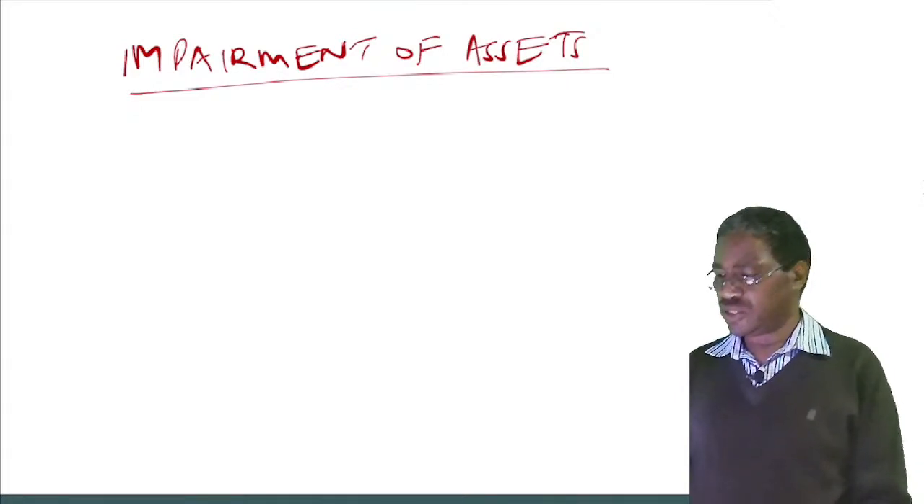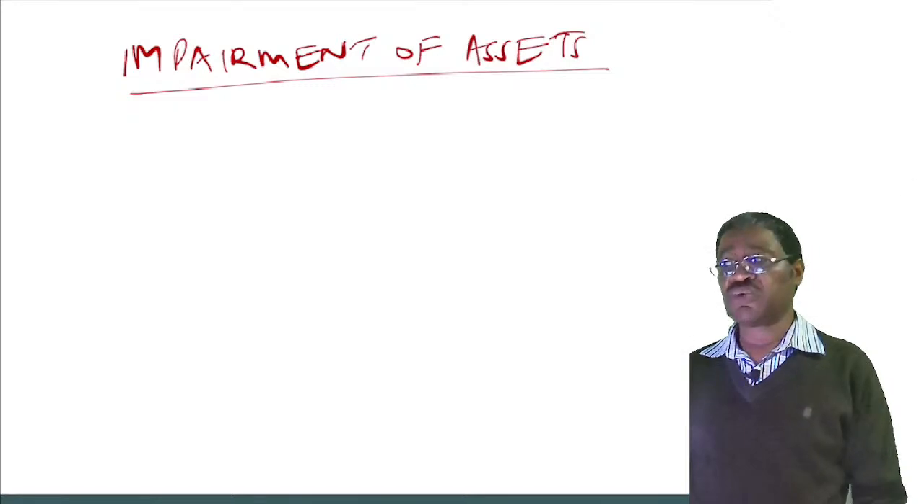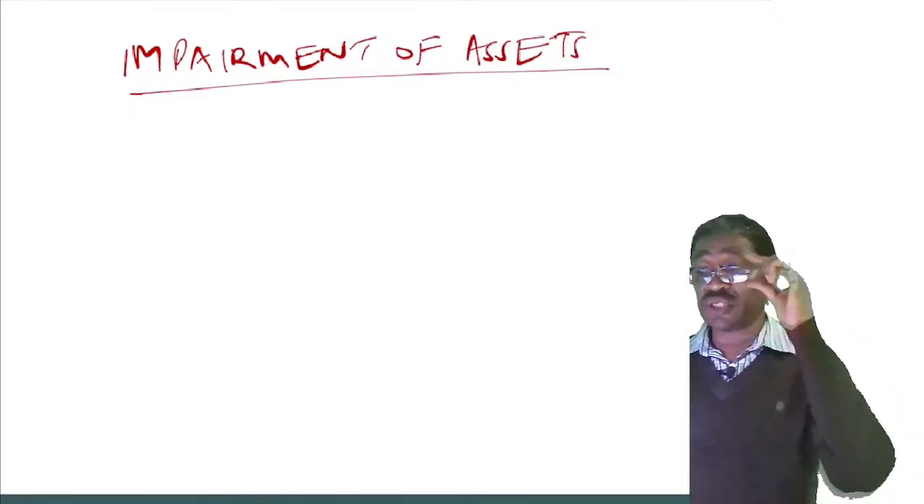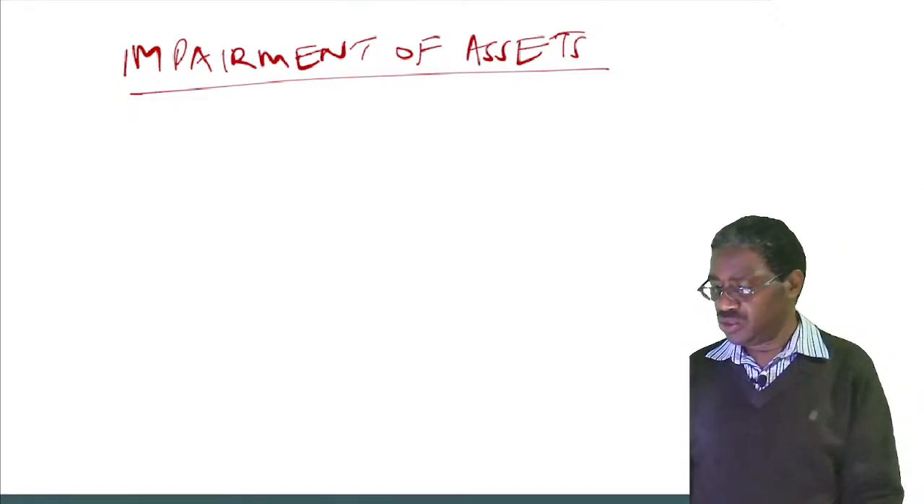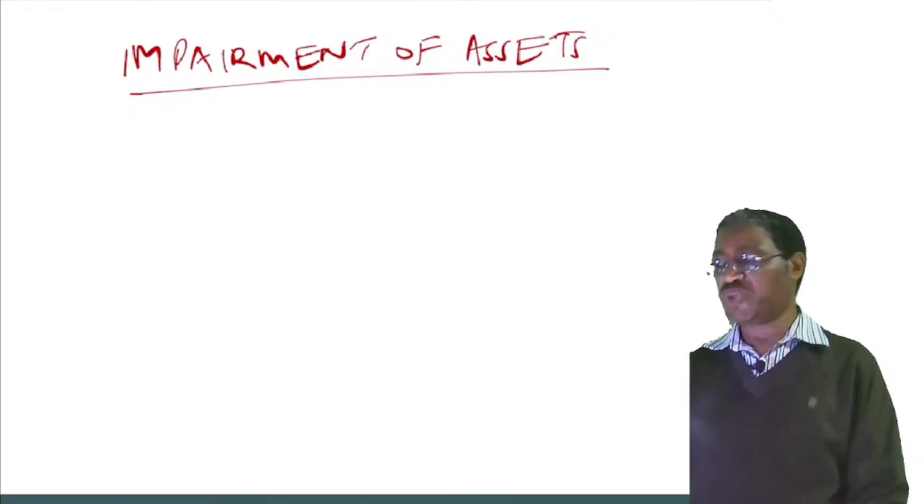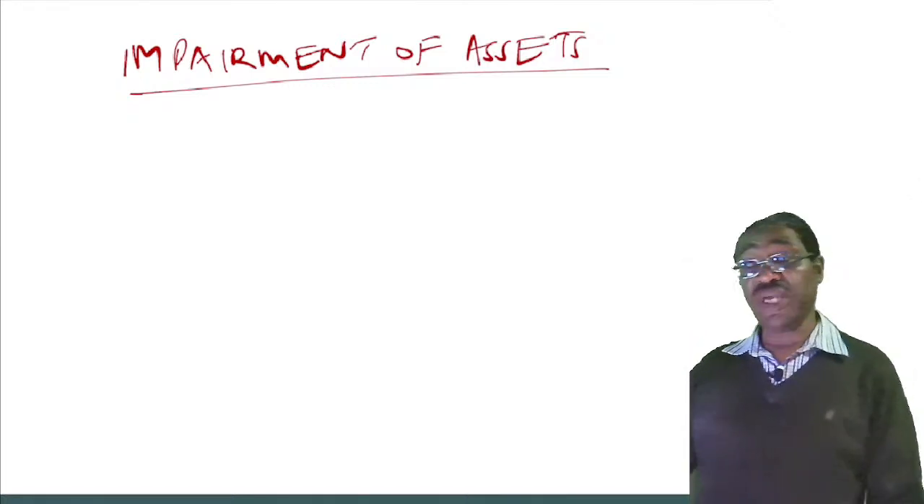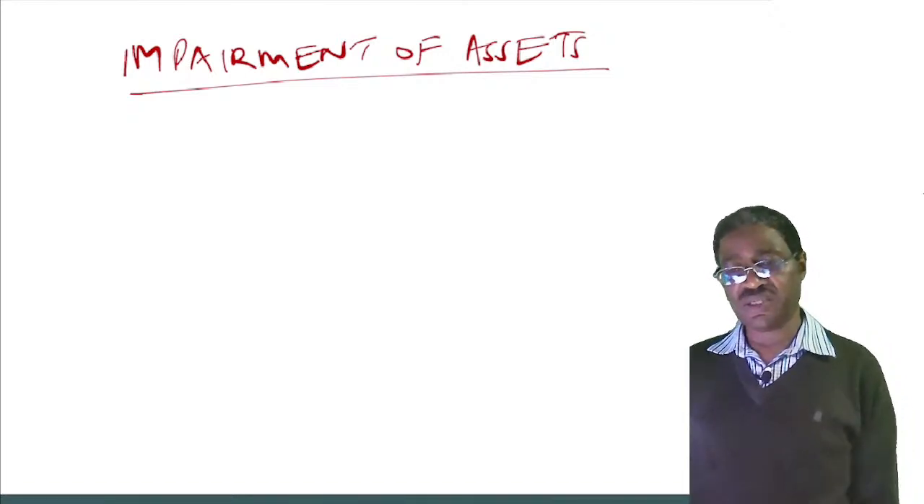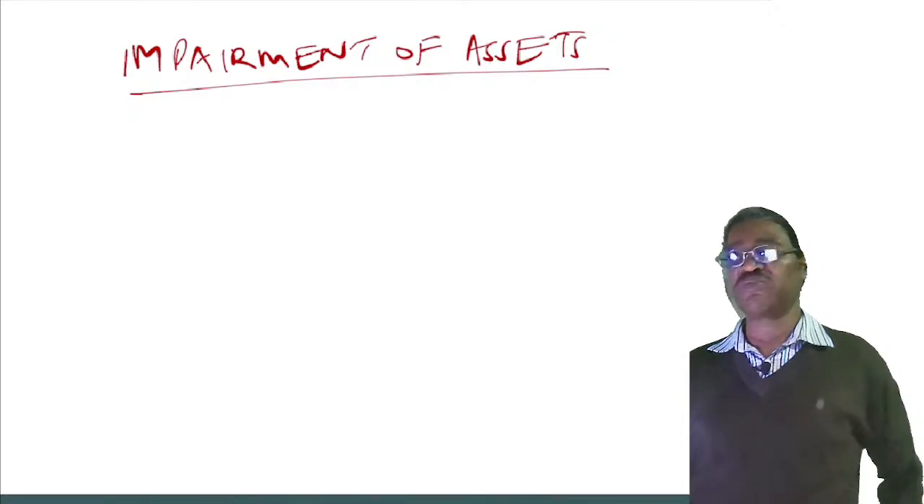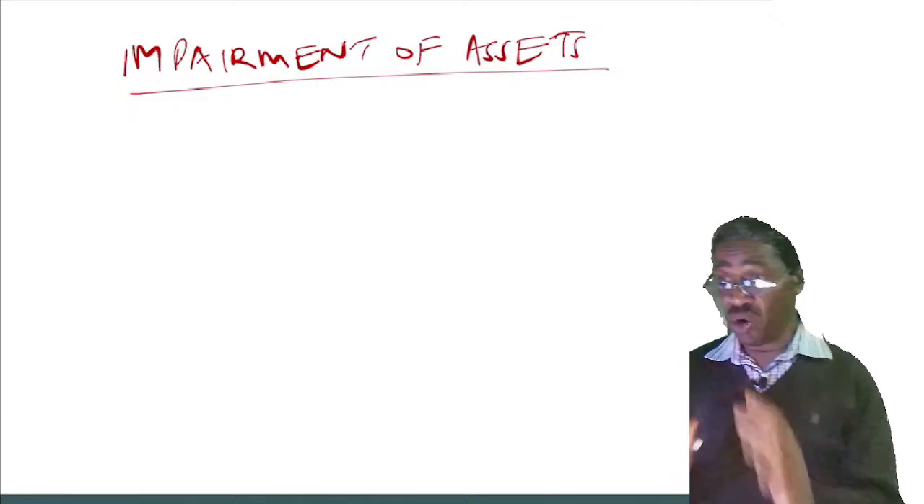Okay, so let's start. We want to start revising now. I want to start revising this first topic, and the topic we want to revise is called impairment of assets. Let me review it first before we do a question.